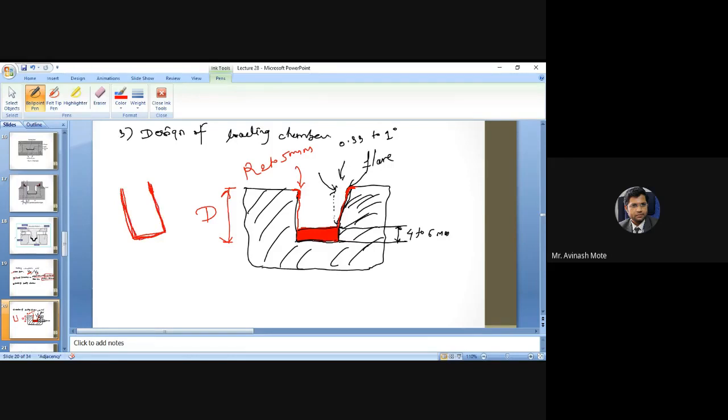Okay, so that is why we are giving this flare allowance. This is nothing but simply this angle we are providing. Okay, so there is an angular variation. This variation is around 0.33 to 1 degree. This is called a flare.